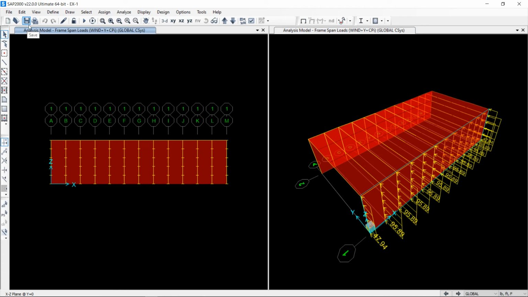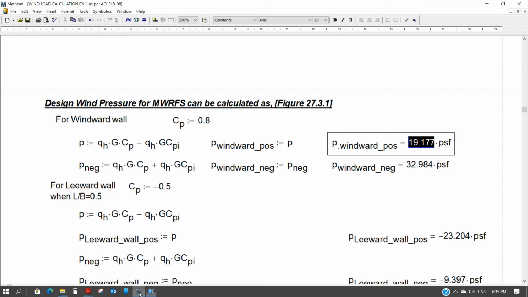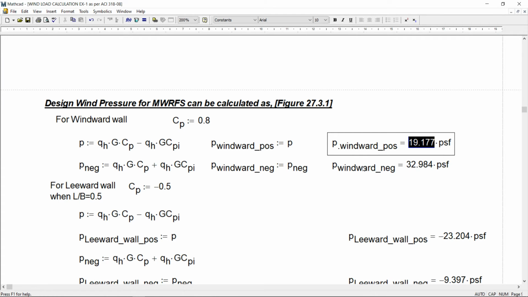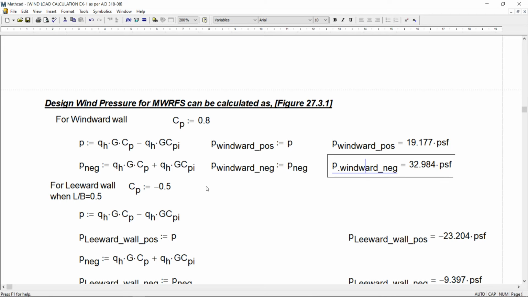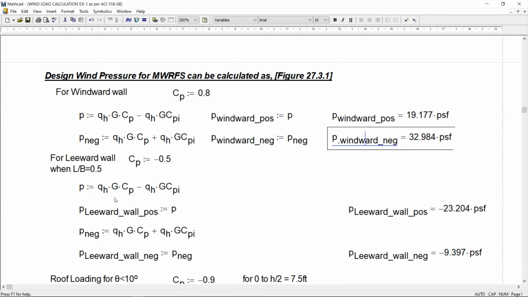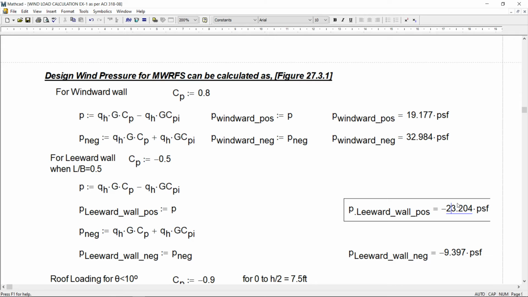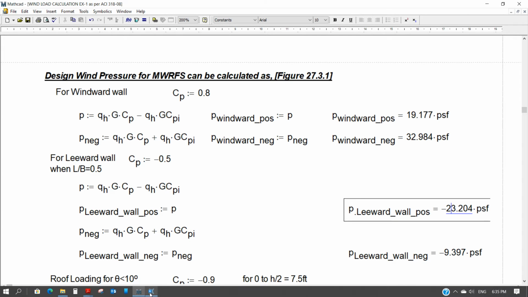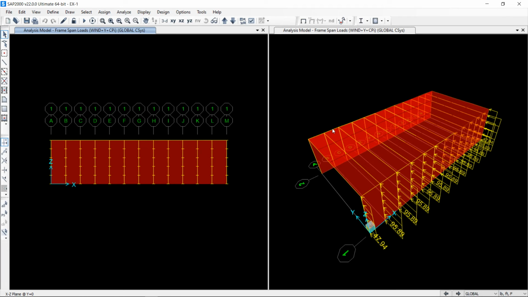Let us save our model. When we consider the negative load case, then we will apply this. For the time being, leeward wall. For the leeward wall, the Cp is minus 0.5 and the pressure will be minus 23.204. This negative sign indicates that it is away from the surface of the wall. So 23.204, this force will be applied on the leeward wall of the structure.